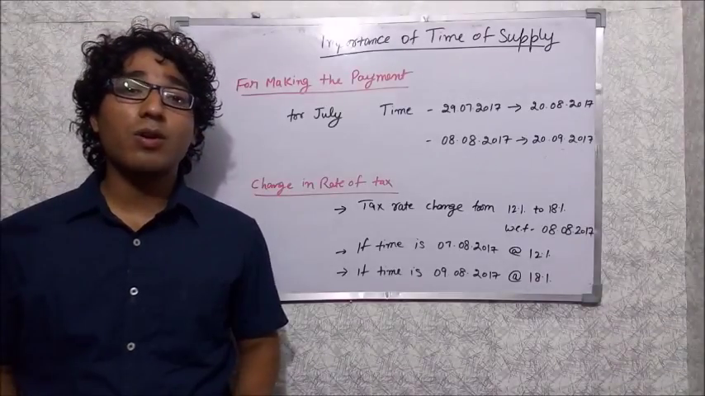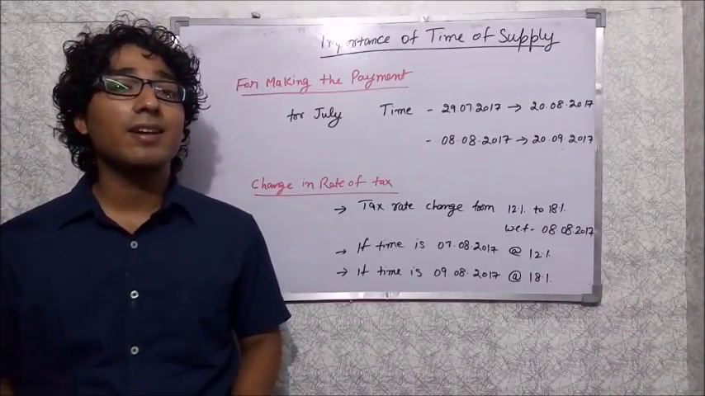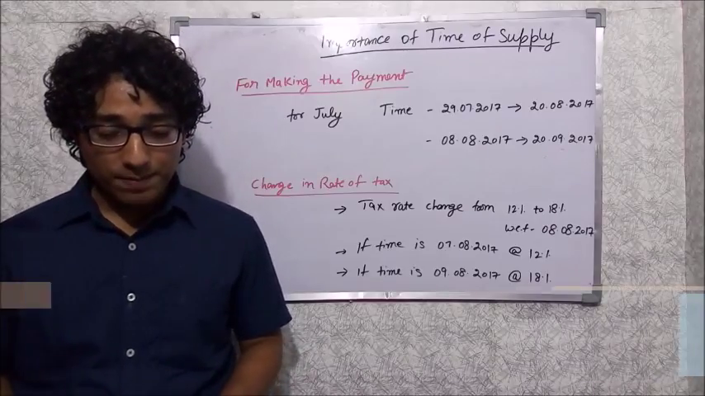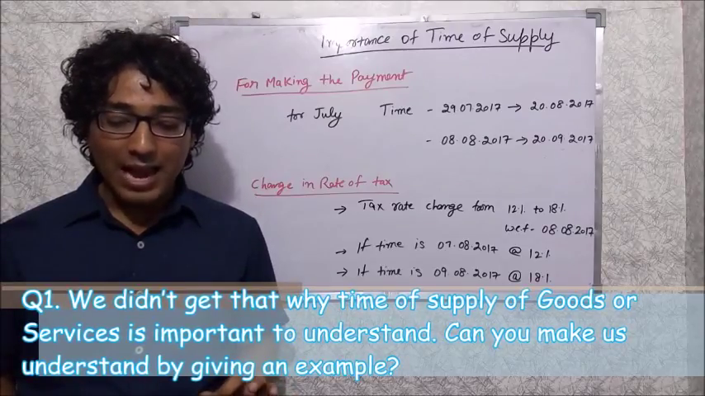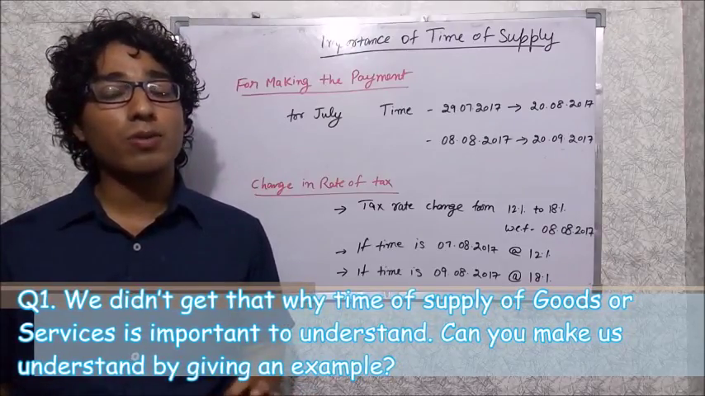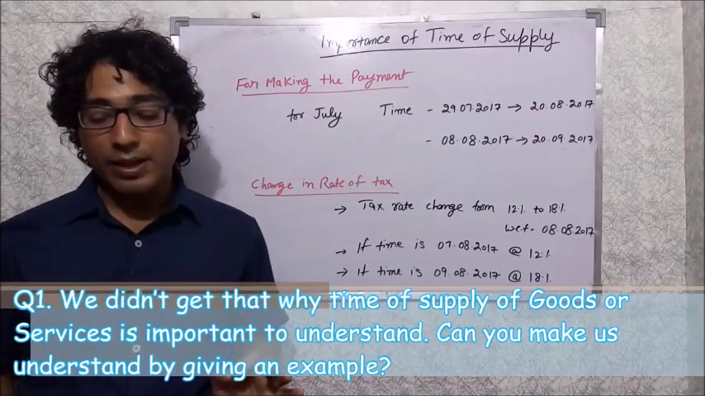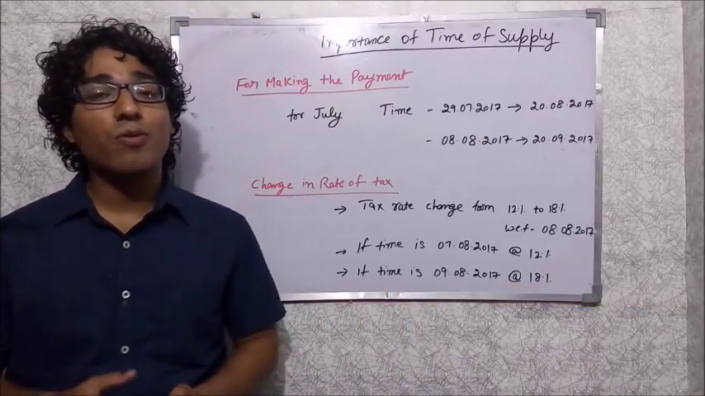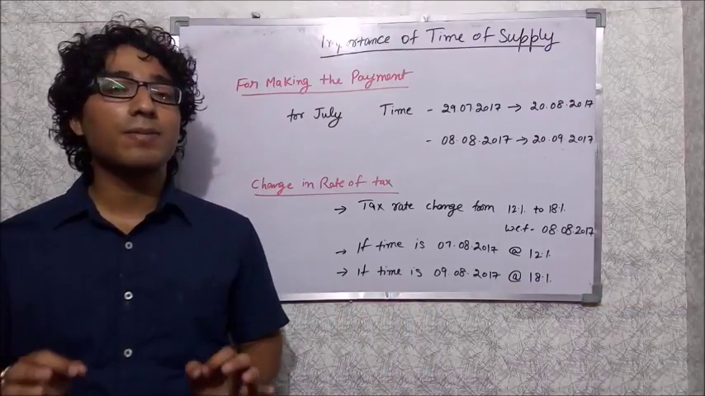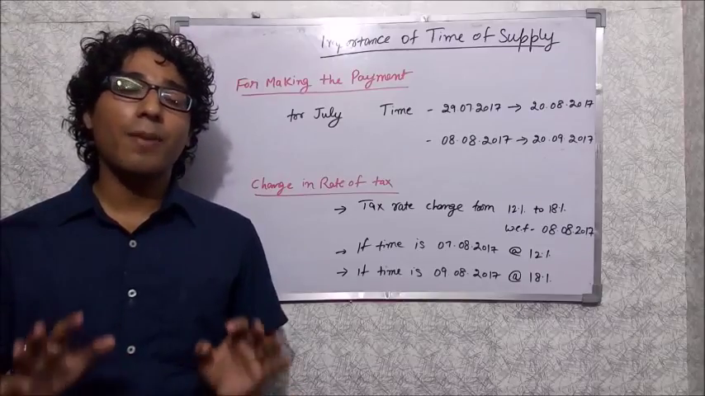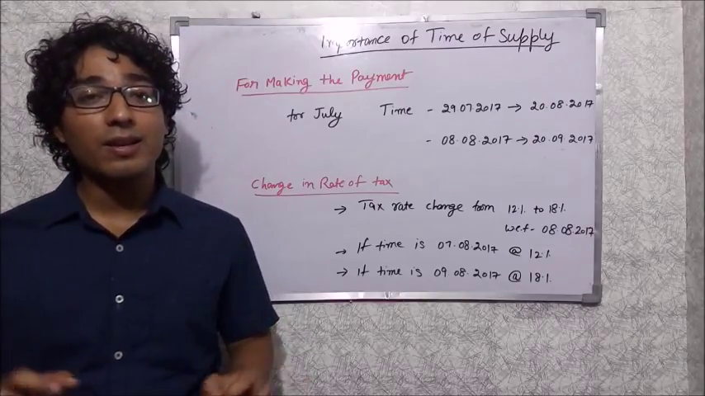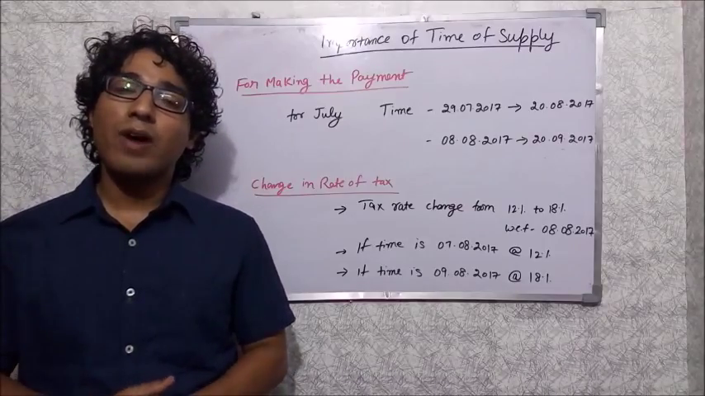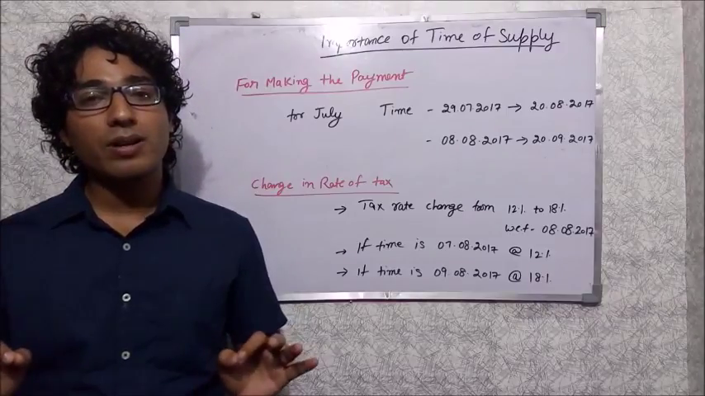This is our first question of this Q&A, and the question relates to the practical example of the time of supply of goods or services. The question is: we didn't get why the time of supply of goods or services is important to understand. Can you make us understand by giving an example? You have the theoretical knowledge of why it is important, you appreciate it and understand it theoretically. But now you want to ask what exactly will be the practical example of why the time of supply of goods or services is important to understand.